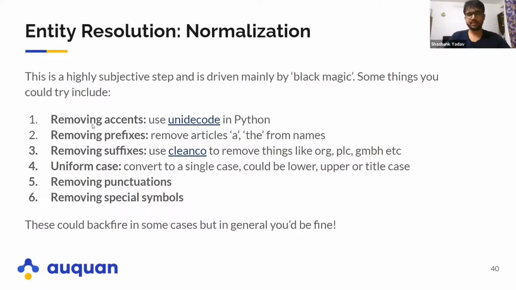So the first step is removing the accent. There's a library for that. Removing accents from the names is pretty simple. Then removing the prefixes. So if you have a company starting with "the", you can just remove that prefix. Then removing suffixes. You must have seen that companies have GmbH or Inc. or Group mentioned at the end of their names. You can just remove those to match properly.